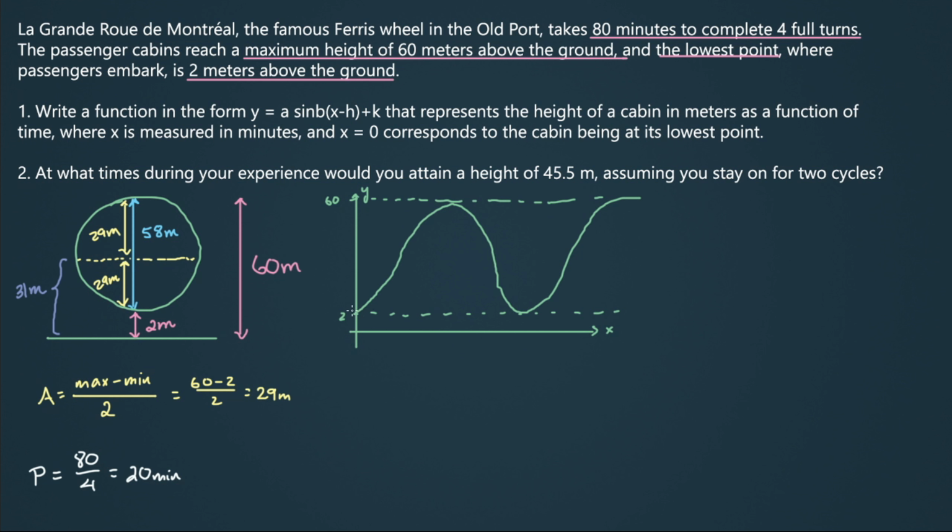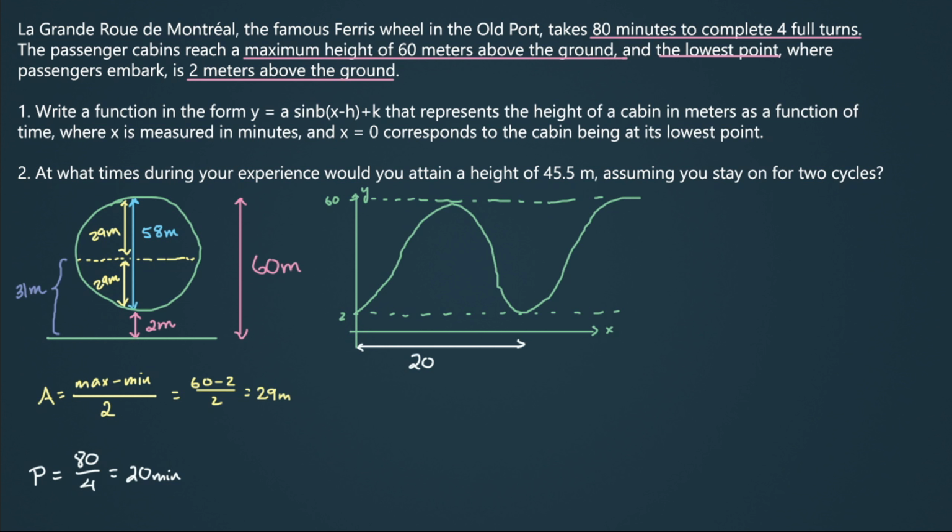So then one ride of the Ferris wheel is just this length right here, the distance from this lowest point to the next lowest point. And so that's just going to be 20, okay? Okay, so remember that the question is asking us to write a sine function that represents this motion here, right?